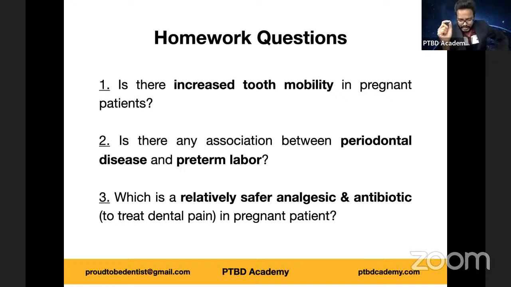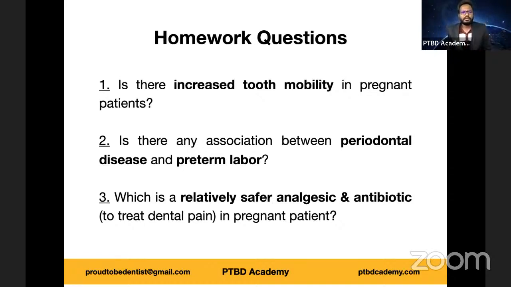First one, is there increased tooth mobility in pregnant patients? Yes or no? If yes, why? If no, why not? Second homework question, is there any association between periodontal disease and preterm labor? So I wanted to find out about the same. There are several studies on this, a lot of research going on. Latest information is available and it's very, very interesting to try finding out association between periodontal disease and preterm labor.